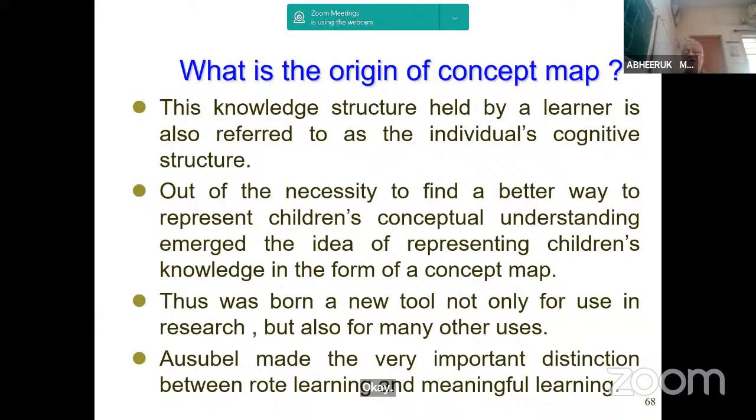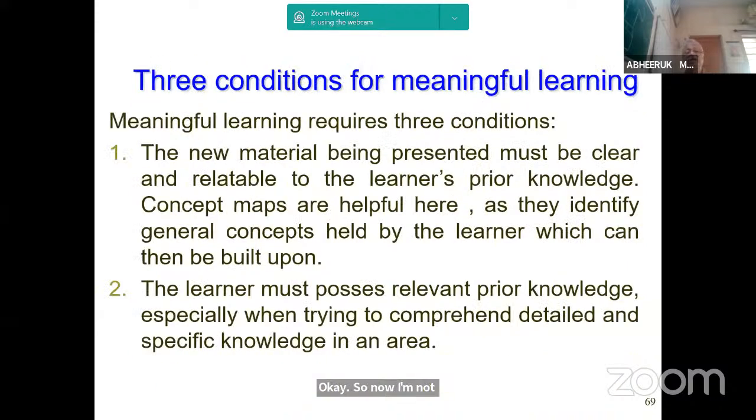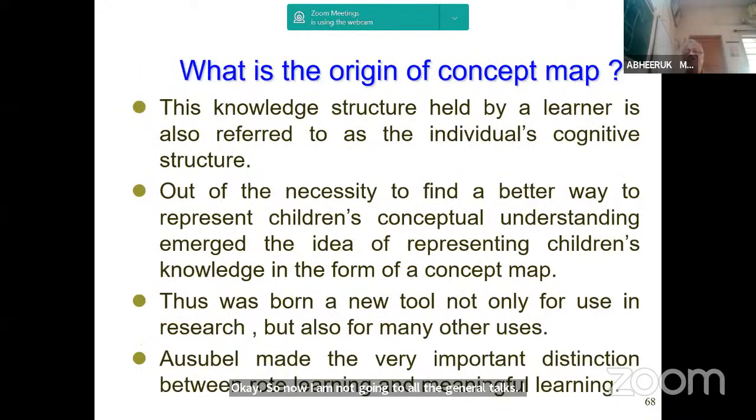So now I am not going into all the general talks. Just remember, this knowledge structure held by the learner is also referred to as the individual's cognitive structure. That means how the knowledge is stored in the brain is called cognitive structure. And out of the necessity to find a better way to understand children's conceptual understanding, emerged the idea of this concept map. So this was born as a new tool, not only for use in research, but also for many other uses.